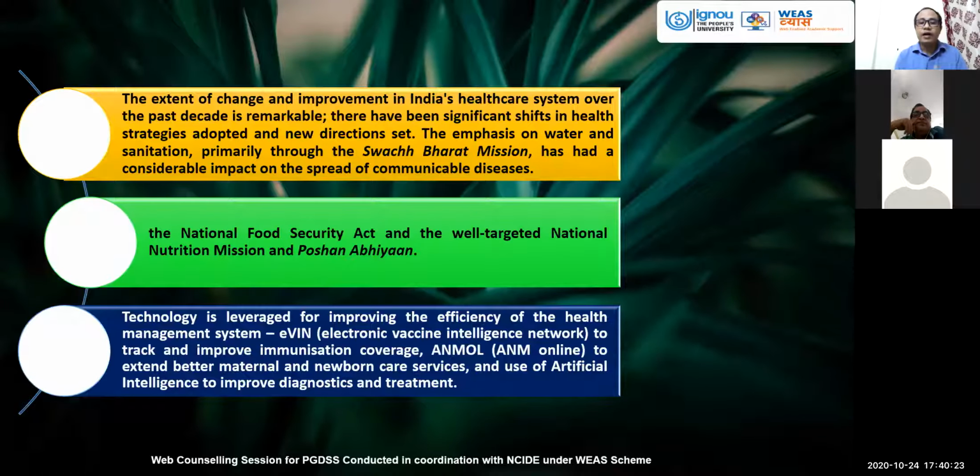So under this goal, we have the Electronic Vaccine Intelligence Network to track and improve immunization coverage, and more ANMOL to extend better maternal and newborn care services, and the use of artificial intelligence to improve diagnosis and treatment. In this time of COVID also, we are effectively utilizing Aarogya Setu to track the status of individual health. This is also effective.